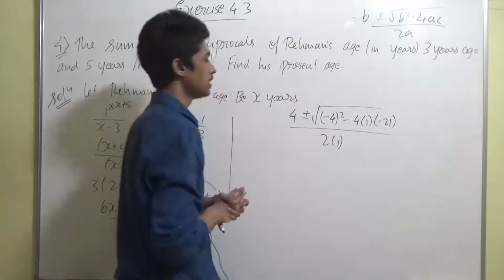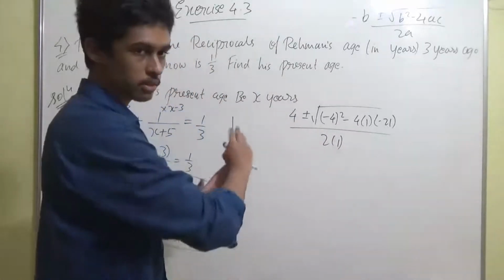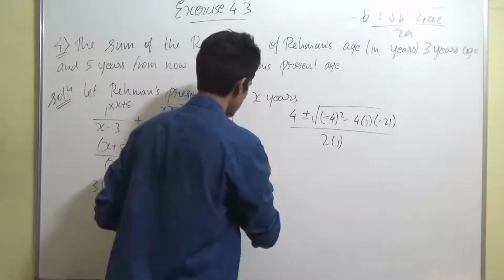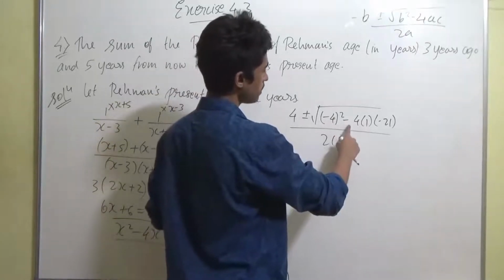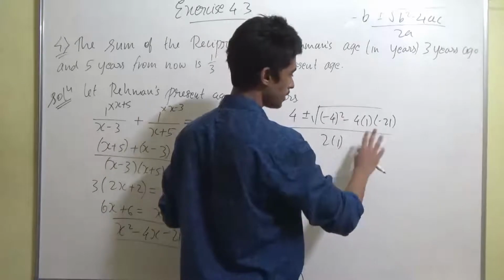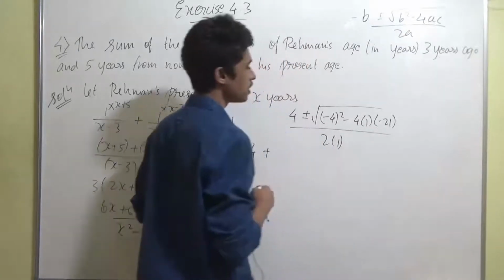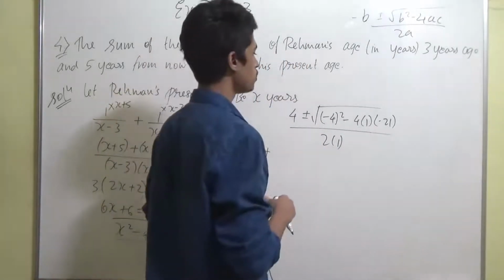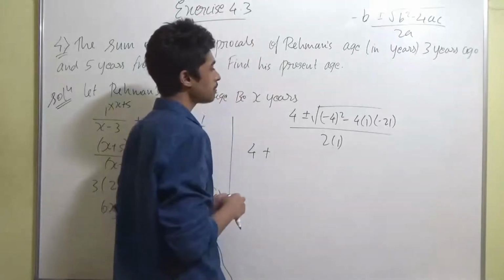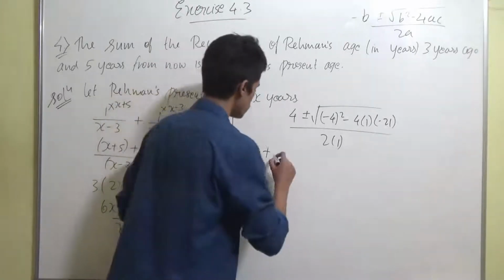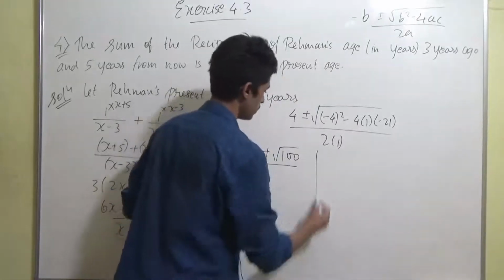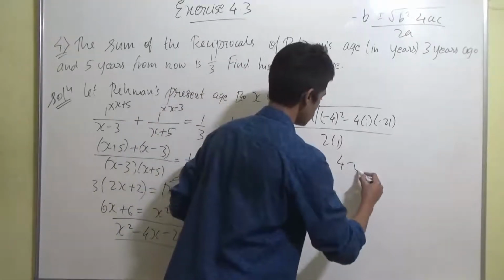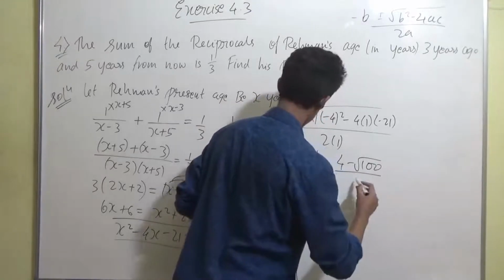This is the solution, guys. Now we'll get two solutions, one for plus and one for minus, right? So we'll first write the first one: 4 plus, this will become 16. 16 plus, minus into minus will become plus, so plus 4 into 21. No, it's 84. 16 plus 84 is 100. Okay, it's root of 100 by 2. Here you will write 4 minus root of 100 by 2.